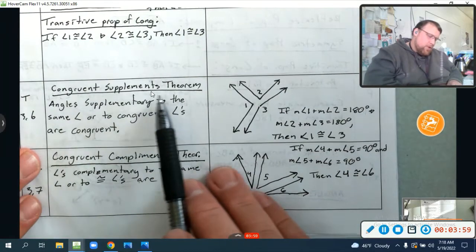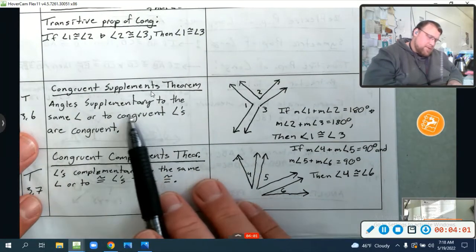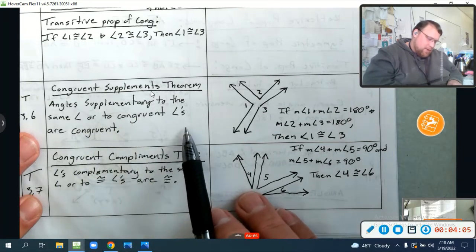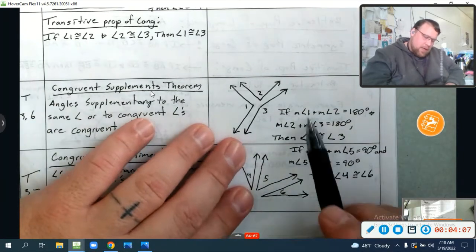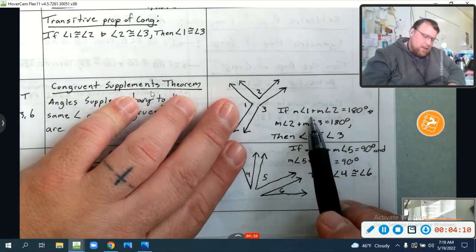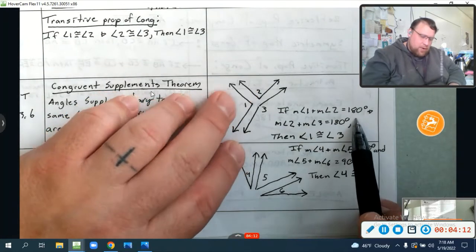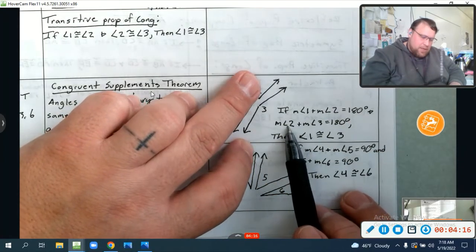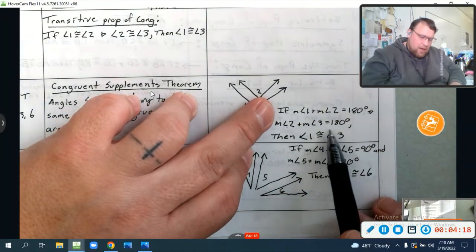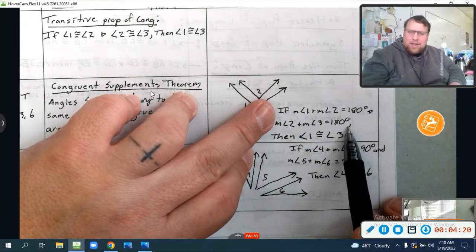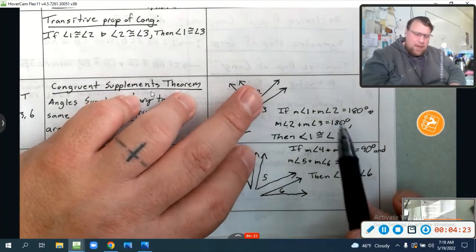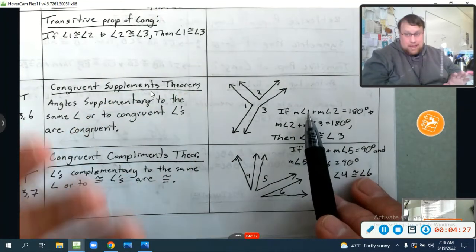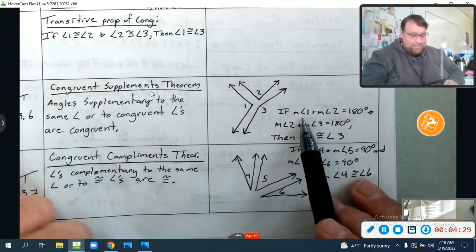Then we have the congruent supplements theorem, and it says this: angles supplementary to the same angle or to congruent angles are congruent. So in other words, if the measure of angle 1 plus the measure of angle 2 equals 180 degrees, so they're supplementary, and we're saying the measure of angle 2 plus the measure of angle 3 are 180 degrees. It's kind of like the transitive property, right? They're both supplementary to the same angle, therefore they're congruent to each other. I know I didn't draw them congruent clearly. However, I'm not an artist.